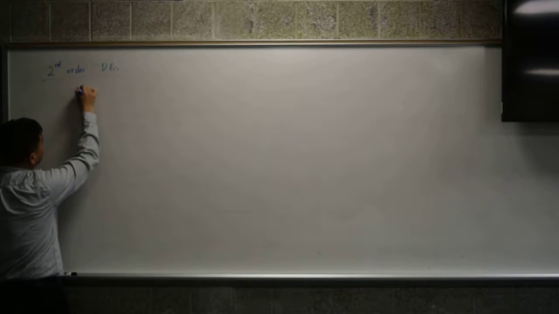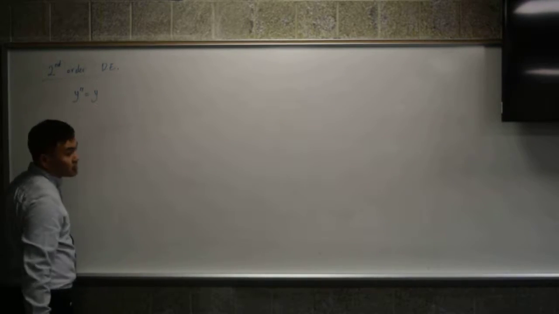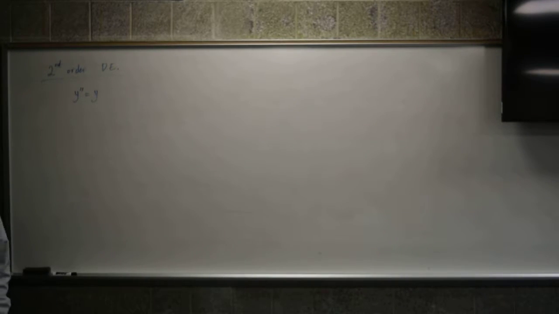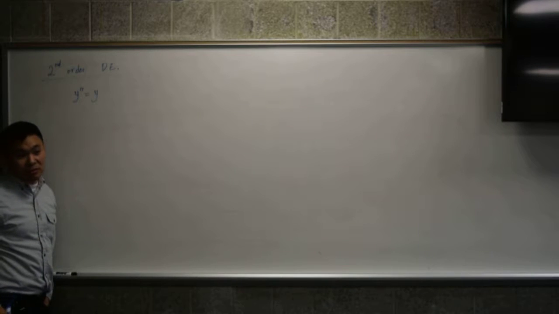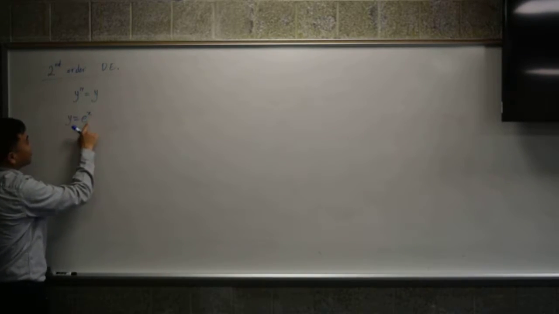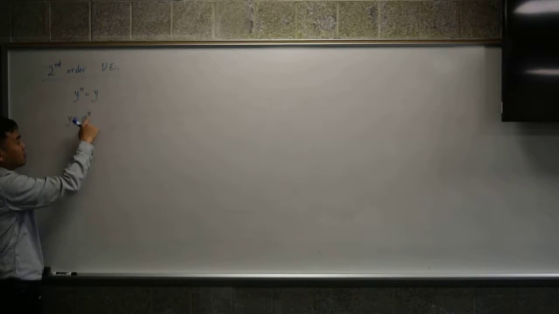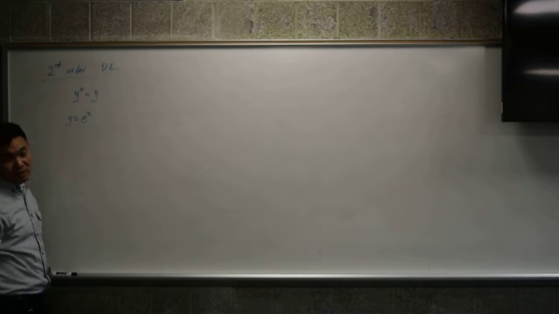Let's say y double prime is equal to y. How would we solve this? I know one function whose derivative is the same as itself. What's that? e to the x. So this definitely is going to satisfy this, because even if you differentiate this twice, it's still going to be the same as before.